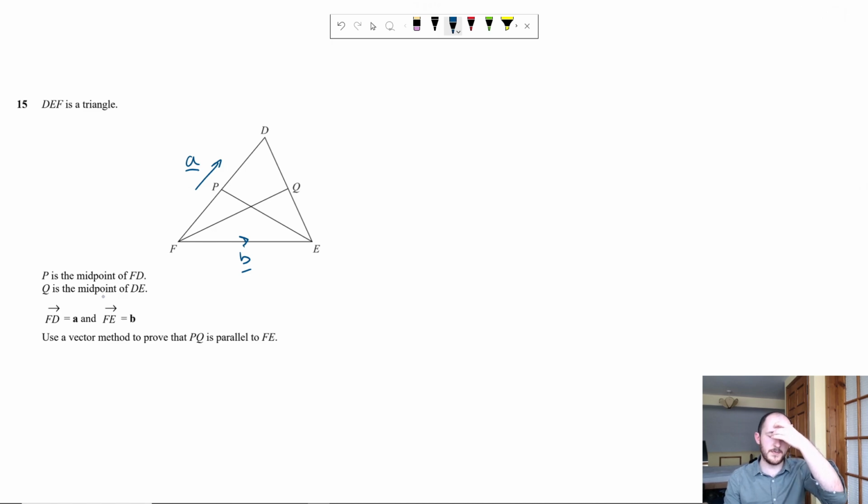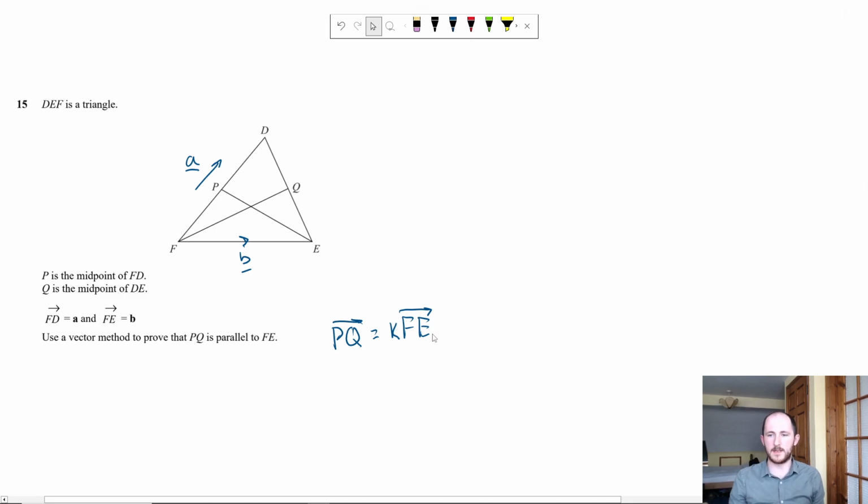And we're trying to prove that PQ, so this line here, is parallel to this line. And how can we do that? Well, what does it mean when something's parallel? Well, what it means is that PQ can be written as a fraction or as a multiple of FE. That's what that means, okay? So we should be able to write PQ in terms of FE, okay? And in this case, by the way, FE is just B. So in other words, PQ should be able to be written as K, where K is an integer, times B.